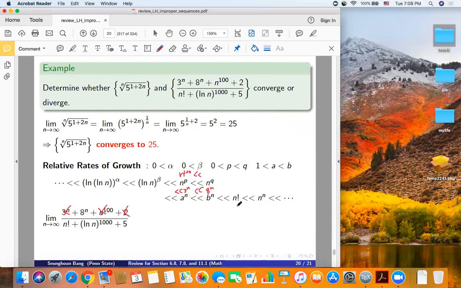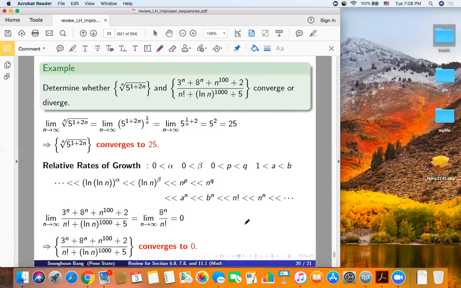Next one, n factorial is here. Another one, n to the 1000 is here. So n factorial is growing faster. Ignore the other. Only choose n factorial and a to the n. Next, compare. n factorial is here, a to the n is here. n factorial is growing faster than a to the n. The answer is 0. This is the idea. So the sequence converges to 0.